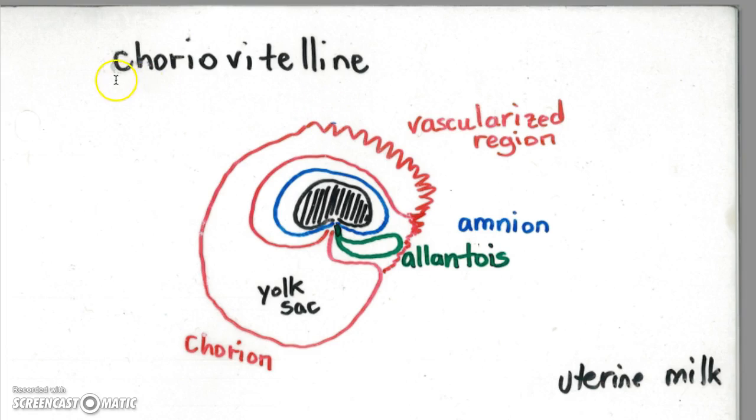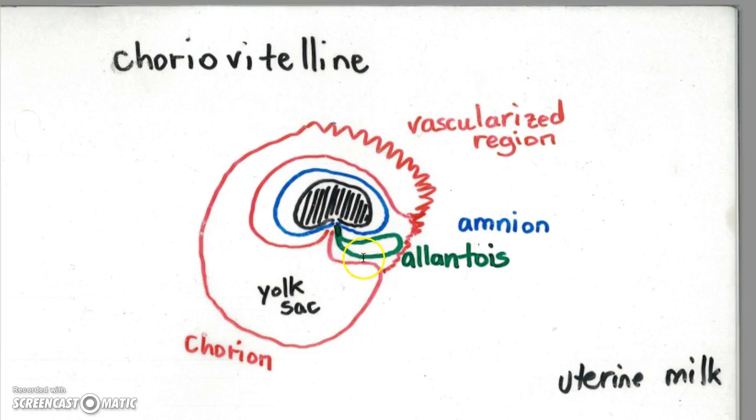So remember, the marsupials are the ones with the choriovitelline placenta, and these are just cartoon renderings, so I encourage you to check out some more accurate diagrams that are in your textbook. But this gives you the general idea of the arrangement of the different membranes. So the black thing here that looks like a bean is the developing embryo, and it's surrounded by the amnion, which is color-coded in blue.